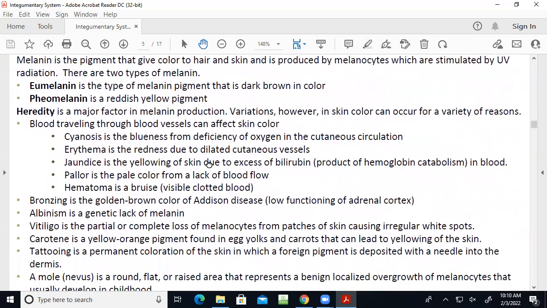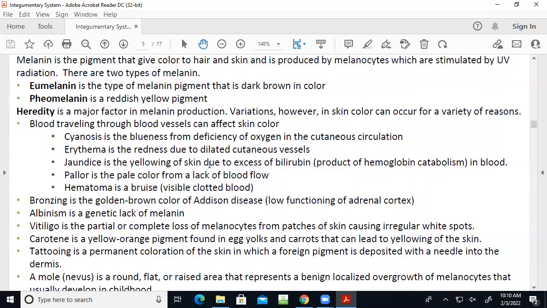Okay, let's talk a little bit more about skin coloration, and that all begins with melanin that we've introduced a few slides ago, the pigment that gives not only color to our skin but also our hair, produced by melanocytes, stimulated by UV radiation. And I told you a couple slides ago, it's either kind of a reddish yellow pigment or a kind of brownish black color. And that's because there's two types of melanin, eumelanin and pheomelanin.